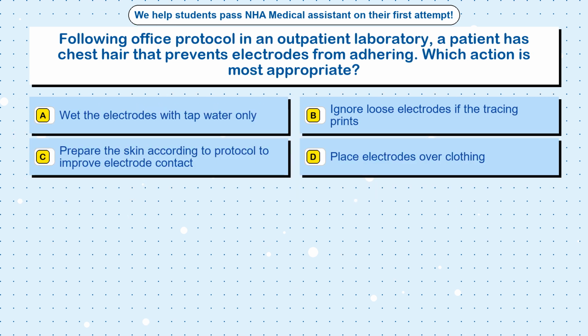Question 9. Following office protocol in an outpatient laboratory, a patient has chest hair that prevents electrodes from adhering. Which action is most appropriate? Option A, wet the electrodes with tap water only. Option B, ignore loose electrodes if the tracing prints. Option C, prepare the skin according to protocol to improve electrode contact. Option D, place electrodes over clothing.